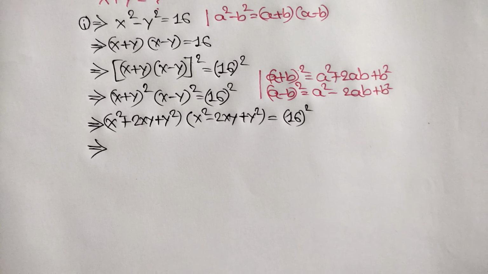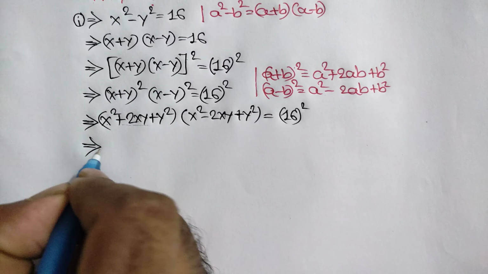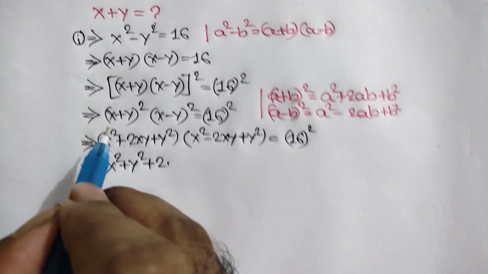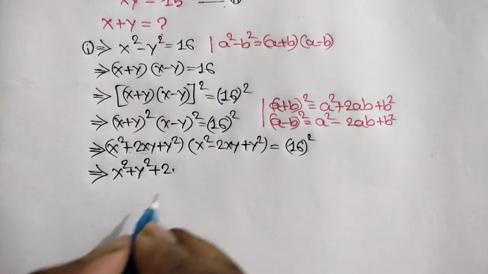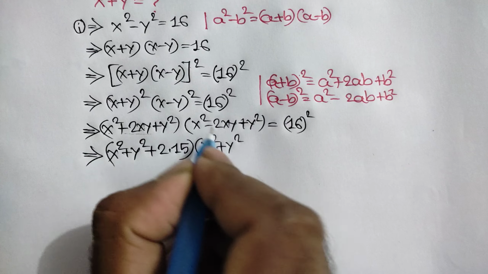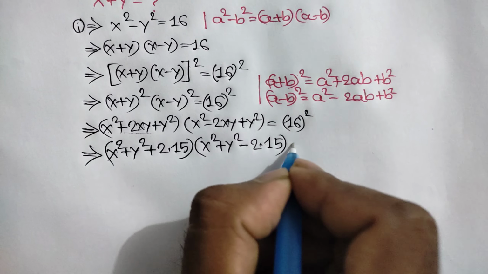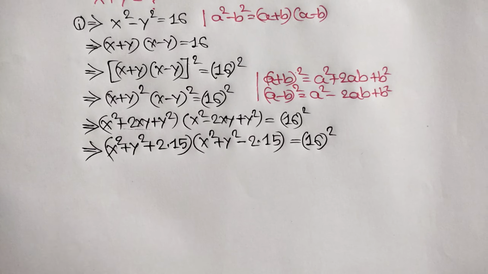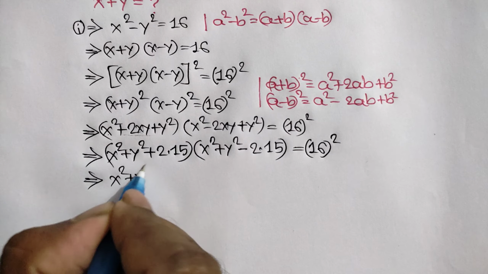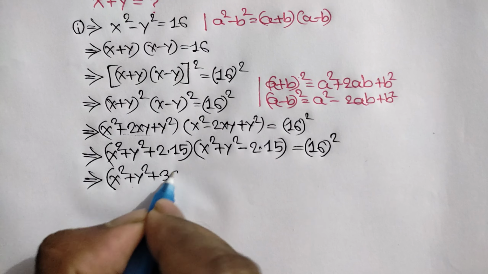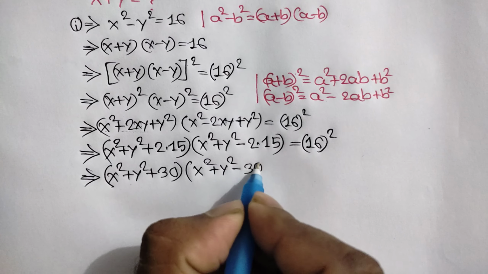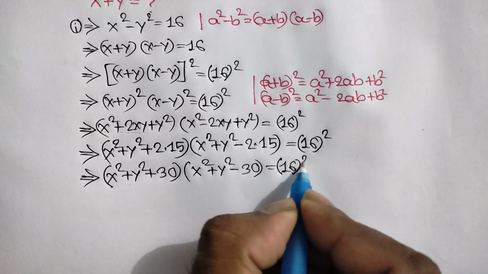Now rearranging here we can write x square plus y square plus 2 times xy. xy is equal to 15 from equation 2, so we can write 15 times x square plus y square minus 2 times 15 is equal to 16 square, or x square plus y square plus 2 times 15, that is 30, times x square plus y square minus 30 is equal to 16 square.